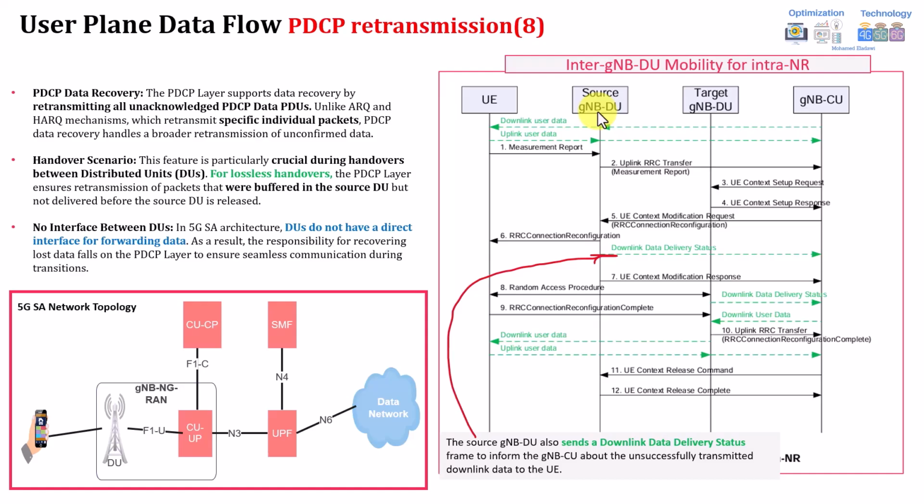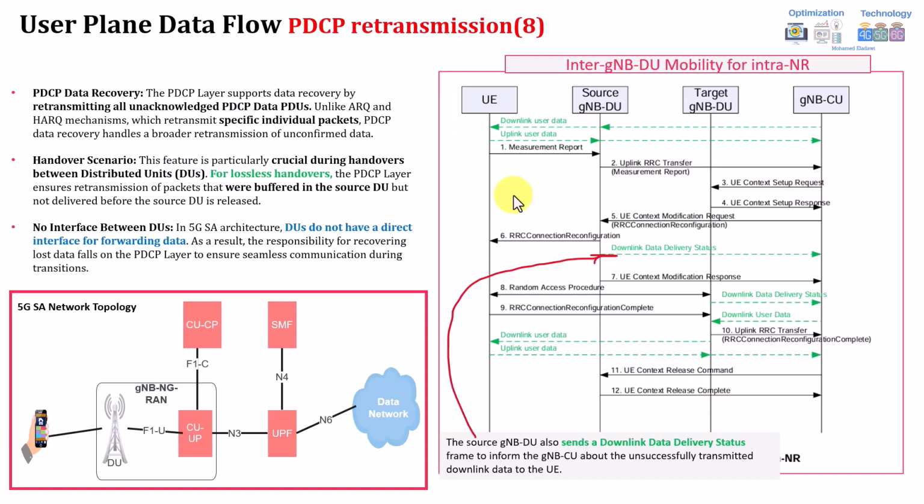It was being transmitted within the source itself, but it was not yet acknowledged by the lower layer. Once the handover is done, there is no data forwarding from the source gNB-DU to the target gNB-DU, because there is actually no interface between the gNB-DUs. If you read the specification, there is no interface between the DUs. So in the 5G architecture, you don't have a direct interface for forwarding the data. As a result, it is the responsibility of the PDCP layer to do the data recovery, as per the 3GPP scope of PDCP. I'll be sharing the source at the very end of this session.